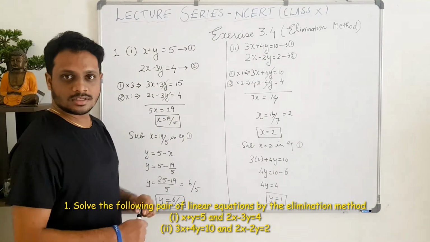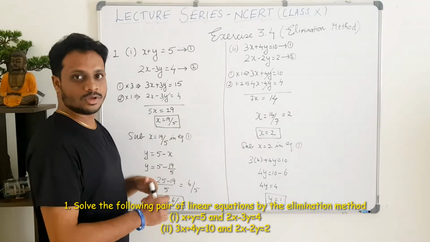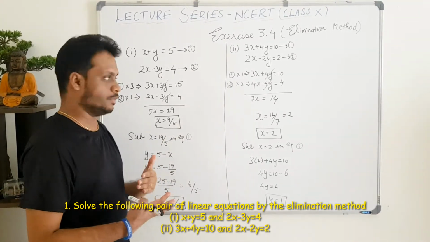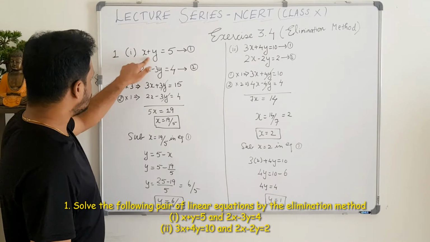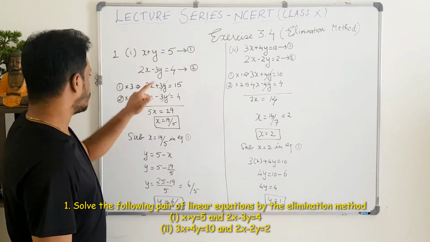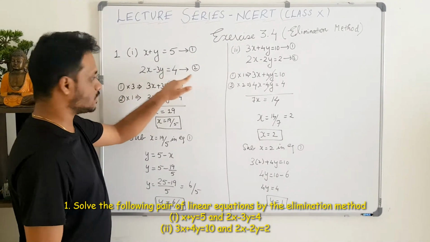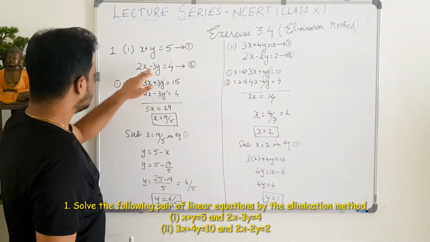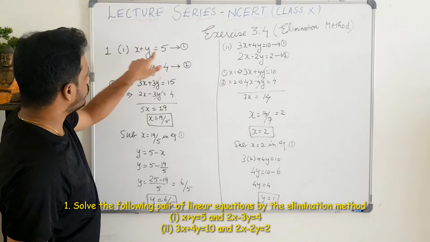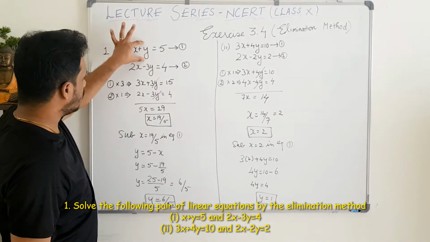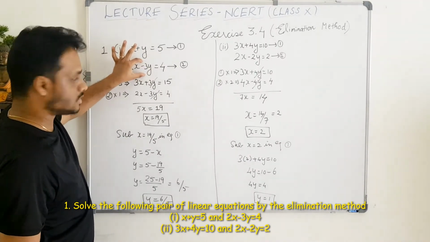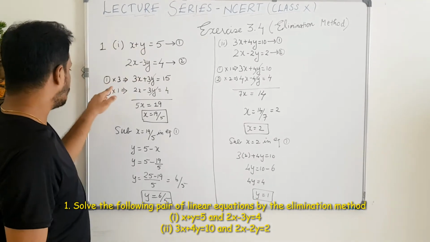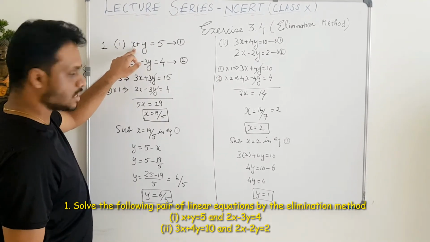So the main step that we have to do in elimination method is we will be trying to cancel out one of the variables. So if I see the question, I have x plus y equal to 5 as my first equation and 2x minus 3y equal to 4 as my second equation. If I am looking for cancelling out any one of the variables, I see that if I multiply the first equation with 3, I will get a 3y and apparently I have a minus 3y in the next equation which can be cancelled. So I am choosing to multiply the first equation with 3.